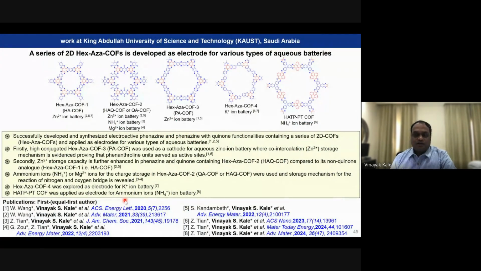So, talking about the summary of this work, as we can see, I synthesized this series of hexaazatriphenylene COFs. For example, COF 1, 2, 3, 4, and HATP COF. As I explained, I used this COF for various applications. For example, zinc, ammonium, magnesium, proton, potassium, and ammonium battery.